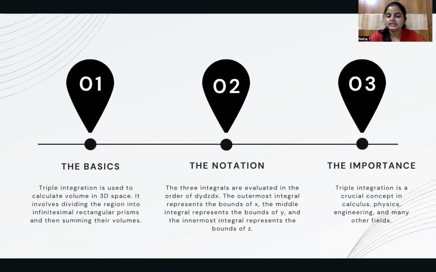So the outermost integral represents the bounds of x, the middle integral represents the bounds of y, and the innermost integral represents the bounds of z. This is for the integral part dy, dz, dx. So depending on what order we are taking, we are supposed to change even the bounds of x, y, z also. The importance: triple integration is a crucial concept in calculus, physics, engineering, and many fields. So it has various applications in real life, that is in physics, engineering, calculus, etc.